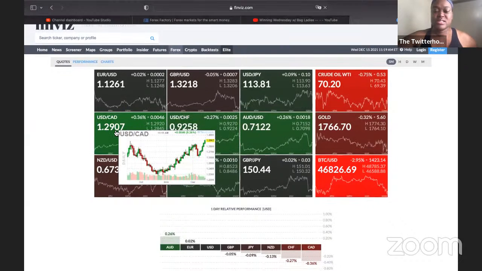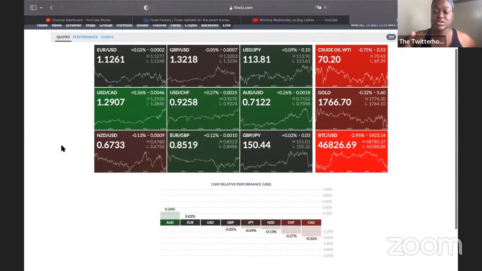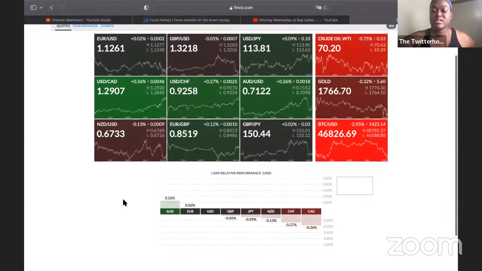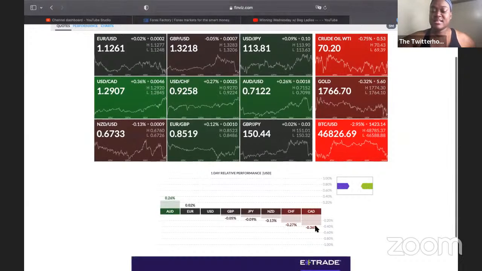And here we're going to see the currency strength or the volume of the market. We see that right now, the Australian dollar is the strongest currency, and the Canadian dollar is the weakest right now, and everything in between. It goes from left to right, from strongest to weakest.